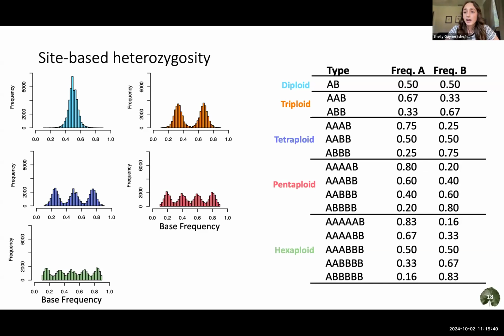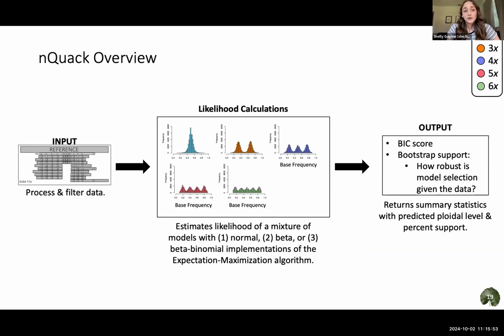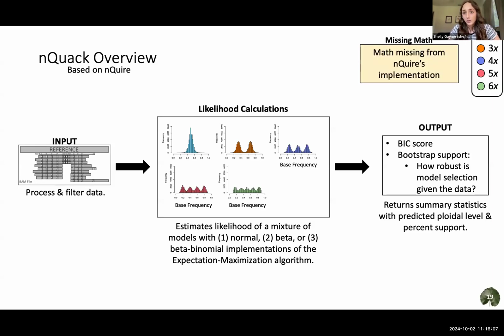Here we have our 3 heterozygote types for your tetraploid, your 4 for your pentaploid, and your 5 for your hexaploid. Using this basic idea of counting A's and B's, we make NQUAC. So here we process and filter your data, we estimate the likelihood of a mixture of models representing the different ploidy levels, and then we return summary statistics with predicted ploidy level and percent support. And this might look quite familiar because it's heavily based on NQUIRE.